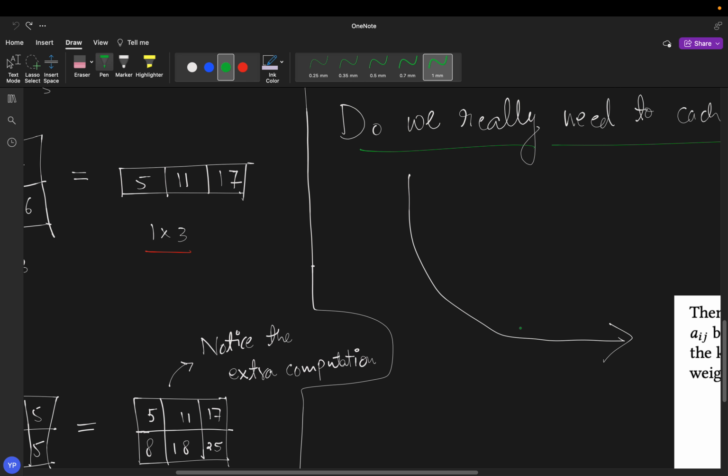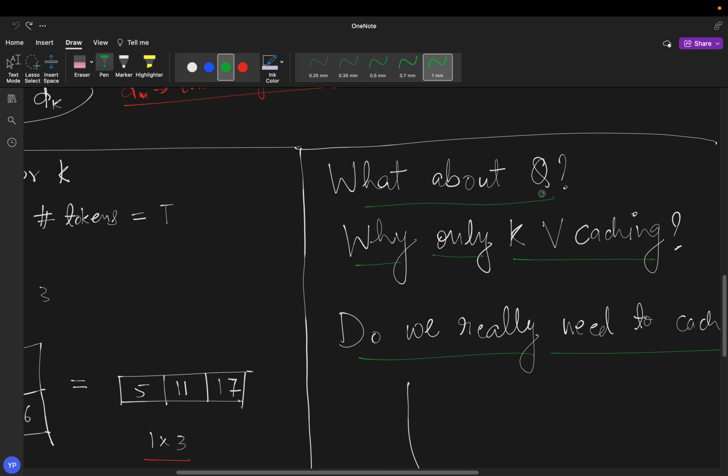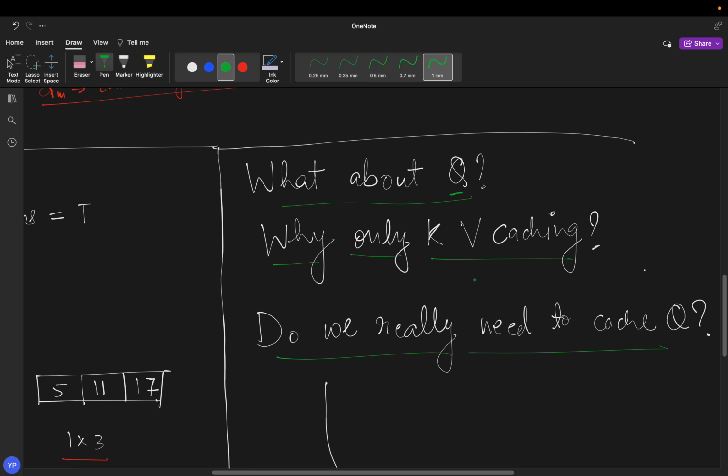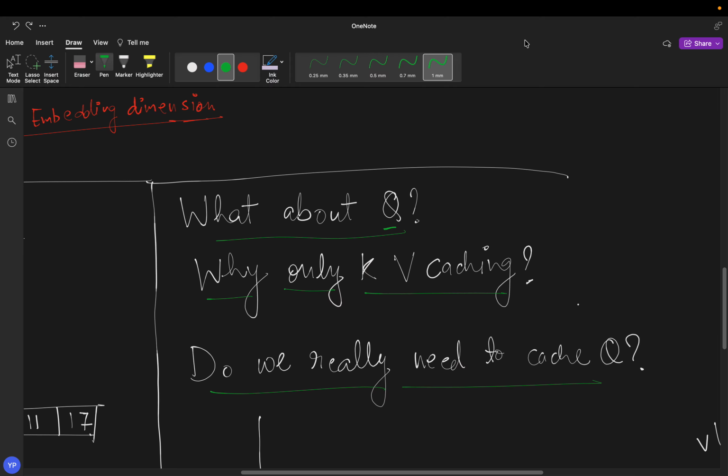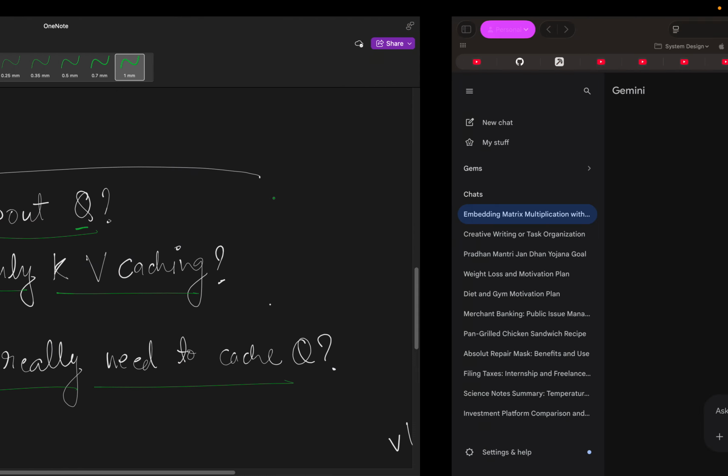Now let's come to what about Q and why only KV caching. Well, the question here comes, do you really need to cache Q? Well, you would say yes. I saw the formula for attention.